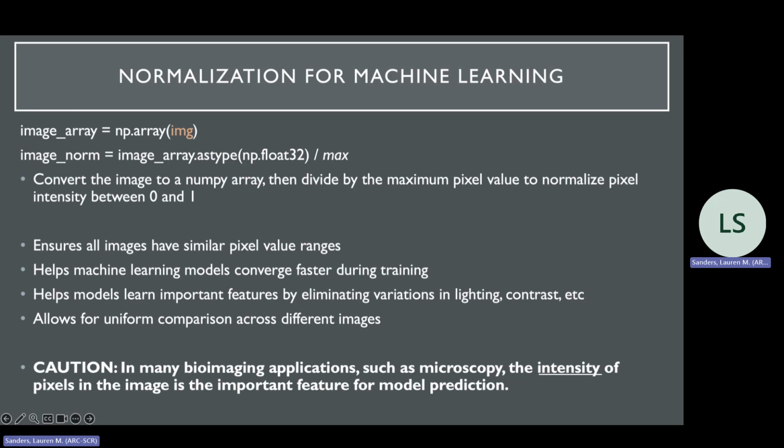However, once again, I do say this with a note of caution because in many bioimaging applications, unlike other machine learning applications, but specifically in bioimaging, the intensity of the pixels in the image is the important feature for model prediction. And so scaling all of those pixel intensity values to be in the same range is actually losing signal, and it would be inappropriate for many datasets. So once again, before blindly normalizing a bioimaging dataset for a machine learning workflow, make sure that you understand your dataset and what normalization would be doing to that dataset.